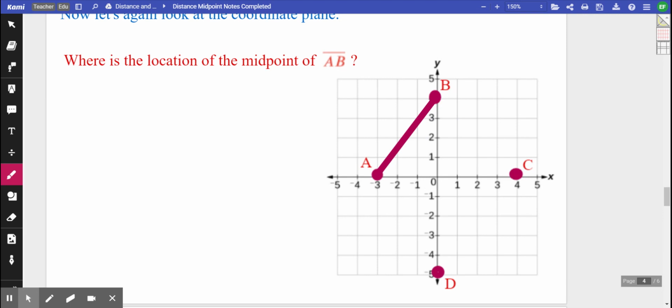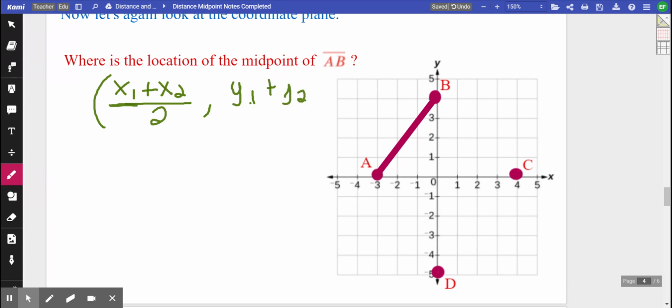The way we write out our formula for that is x1 plus x2, because we're going to average our x's, so x1 plus x2 over 2, comma, because our answer is going to be a coordinate with an x value, comma, a y value. Then we do the same thing for y: we average our y's, y1 plus y2, and divide that by 2.